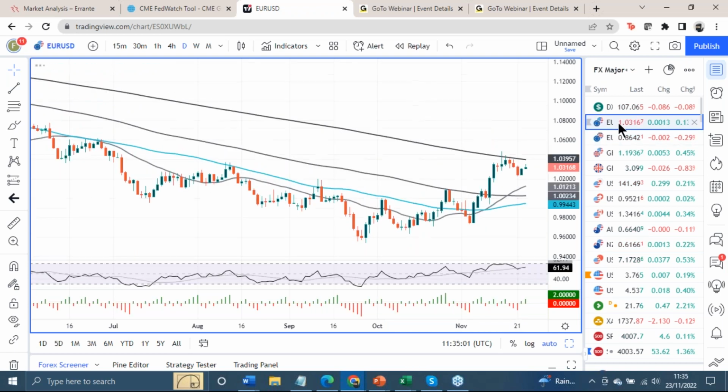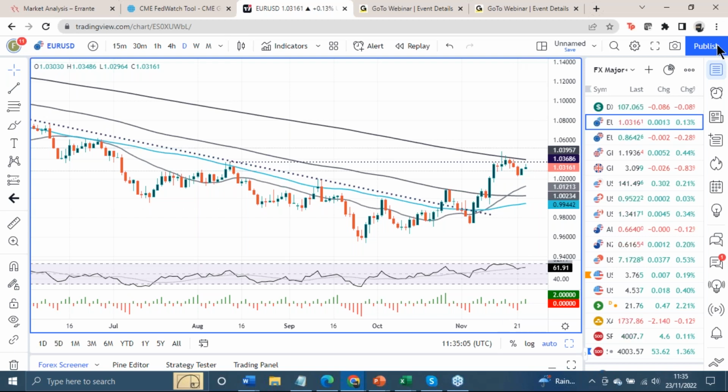Eurozone, euro dollar as well. We got Eurozone PMIs. Just bear with me 1 second. Eurozone PMIs. Just pull up that chart now. You can see this is the euro dollar.